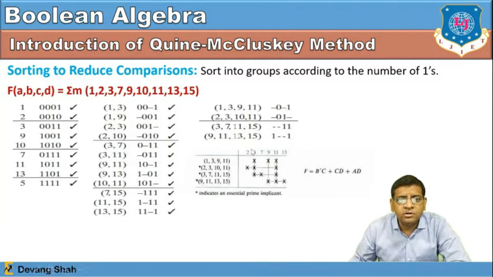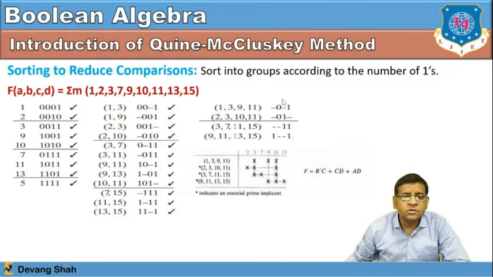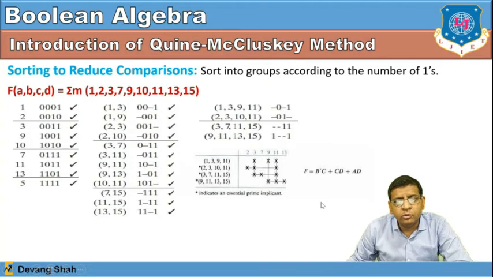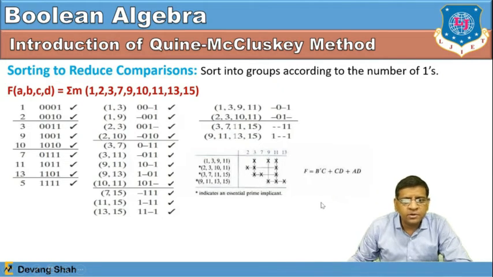Why is it so? Because here the column 2 has only one cross, right? So the terms where you can find the prime implicants are b dash into c plus c into d plus a into d, right? Those having 13 here, so 2 and 13 both have a single cross. That's why these are called compulsory prime implicants or essential prime implicants. In that way you can write f is equal to b dash c plus cd plus ad, right?